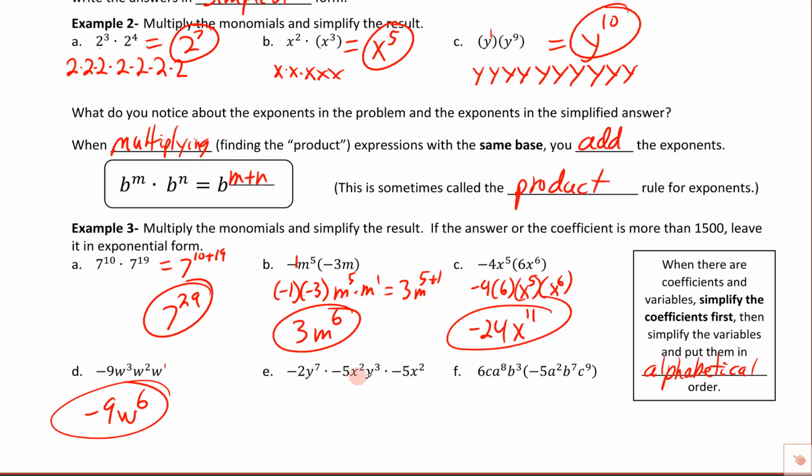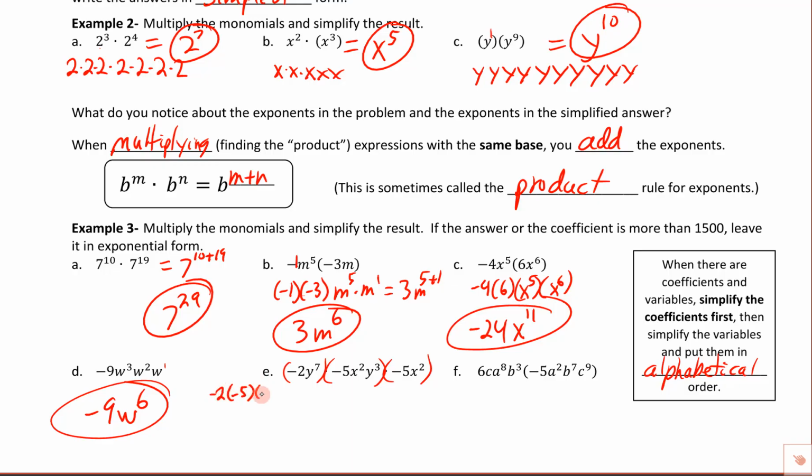This one has 3 different monomials, if you want to think of them that way. We're multiplying all of those together. And notice we've got some different coefficients and we've got some different variables here. So this is the first one where we might have to alphabetize these. So here's what we're going to do. We're going to take the numbers, and I'm going to write this off to the side so we can make sure we get this right.